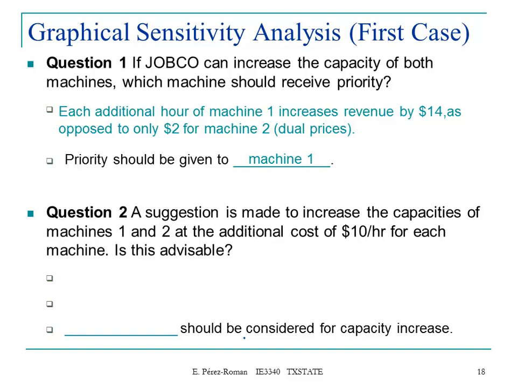Question 2. A suggestion is made to increase the capacity of machine 1 and 2 at an additional cost of $10 for each machine. Is this feasible? Would you recommend this? Let's say you want to add an operator for your machine. That would cost you $10 an hour, if you want that person to work that extra hour. Would you add an extra hour for both of the machines, or only one, or none of them?